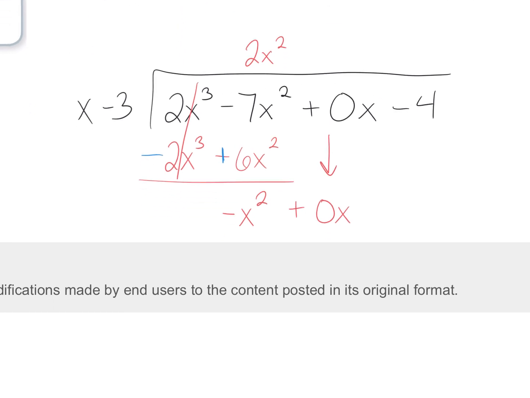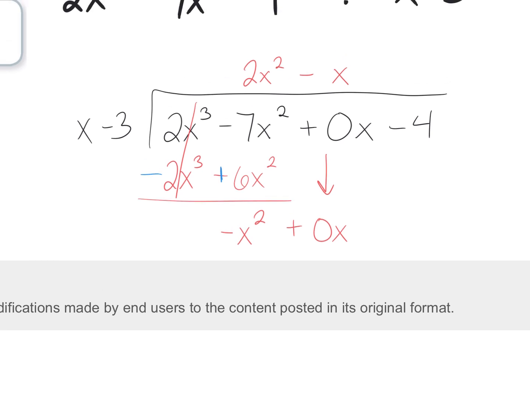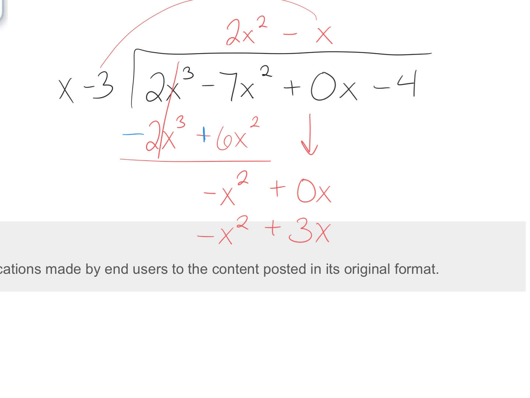How can I turn x into negative x squared? What am I missing? Multiply by x squared. Not just an x, right? But what else do I need? I need that negative, so I'm going to multiply by negative x. So I'm going to take negative x times x, which is negative x squared. And I'm going to take negative x times negative 3. Careful. Positive 3x.